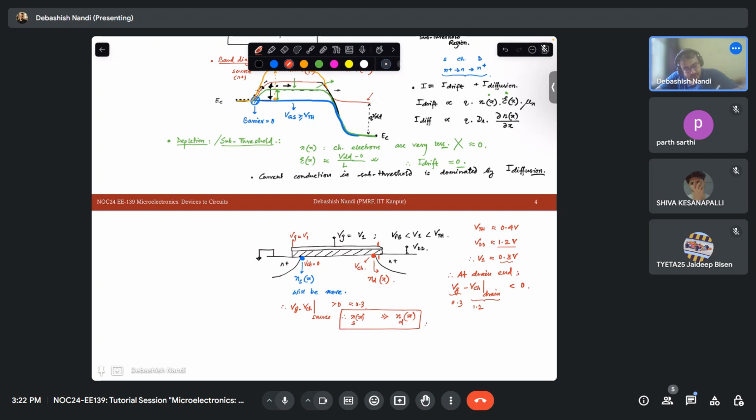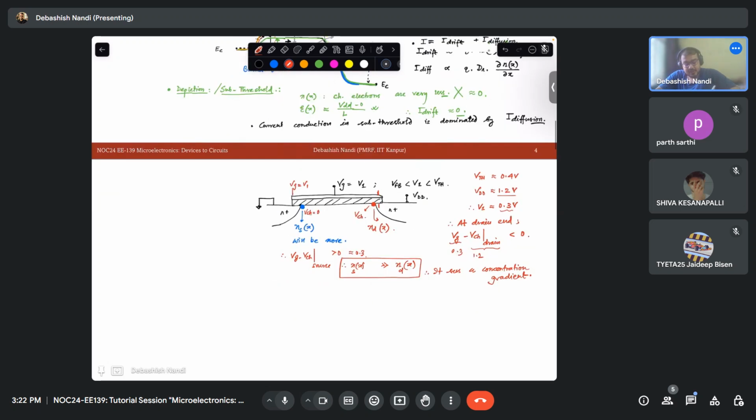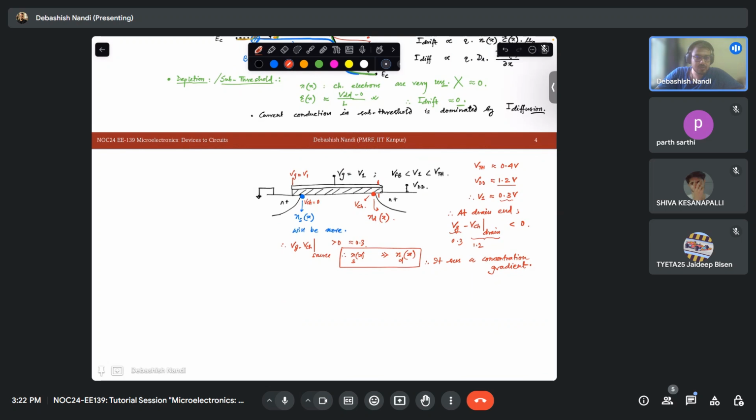So it sees a concentration gradient. That is what is leading to my diffusion current. This leads to I diffusion to dominate. So this is the case of subthreshold.